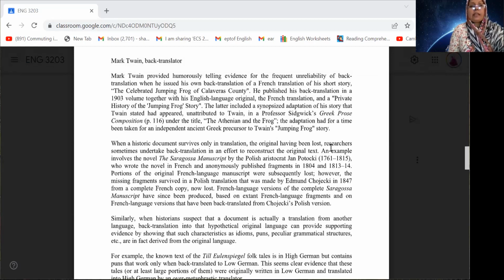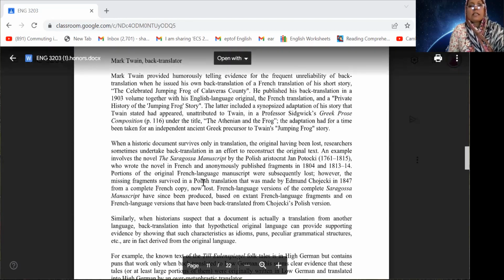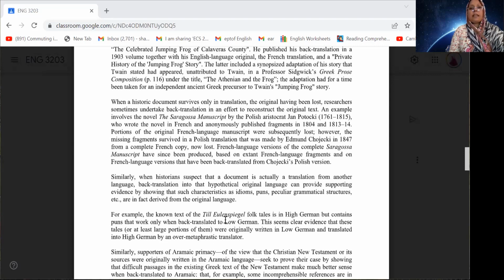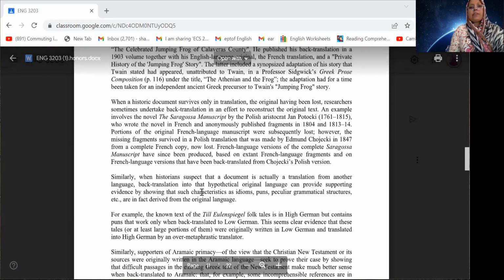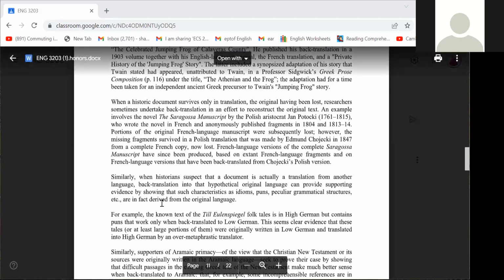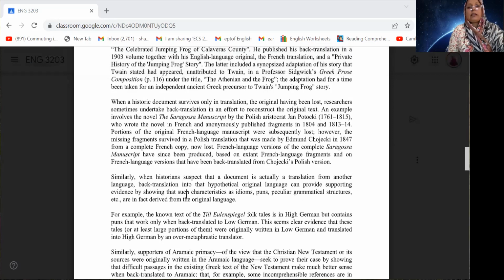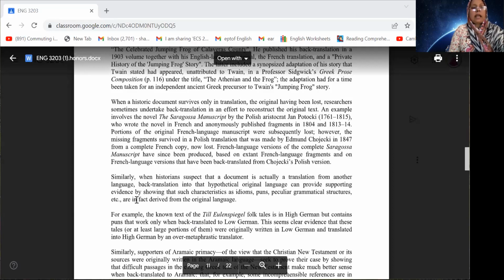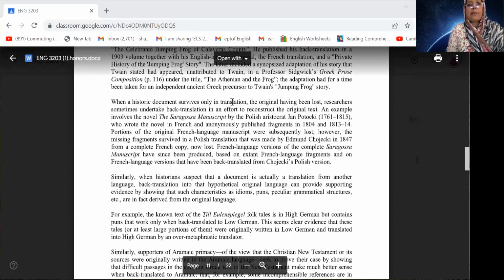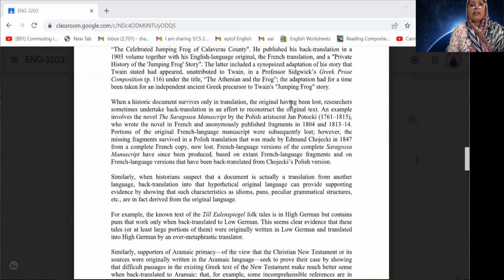Then, when the historians suspect that a document is actually a translation from another language, back translation into the hypothetical original language can provide supporting evidence by showing that idioms, puns, grammatical structure are derived from the original language. When a historic document survives only in translation, the original gets lost.